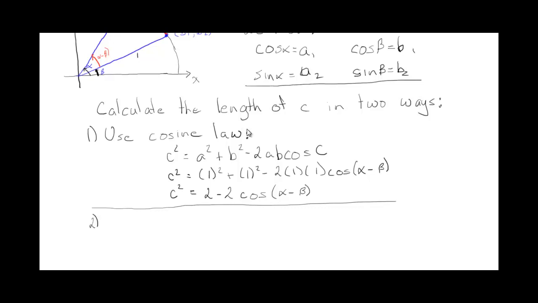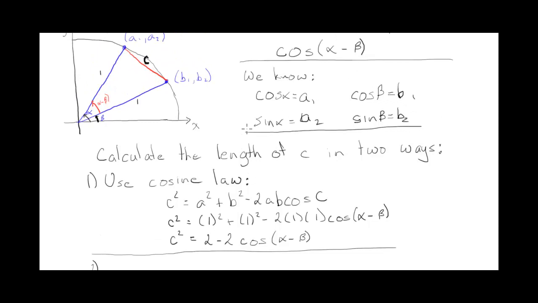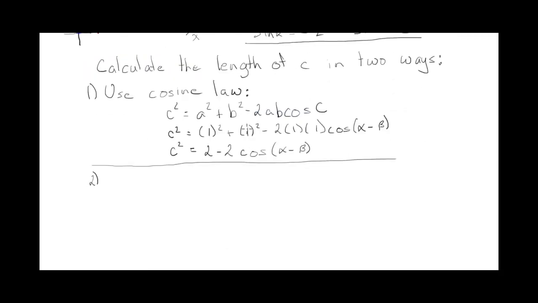So now we need another way to calculate this magnitude of c. Remember, c is the distance between these 2 points. So the other way we're going to do it is using the distance formula, which you would have learned in grade 10, distance between 2 points. Using the distance formula, or length of a line formula, you might have called it.